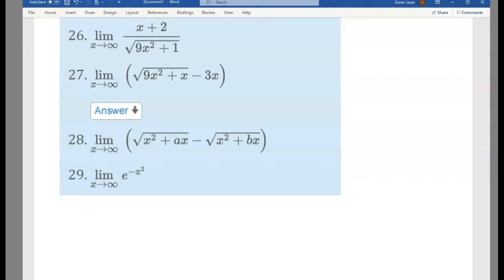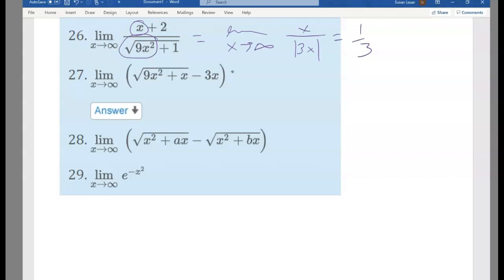So for number 26, we have the square root of 9x squared. I'm going to infinity, so I can use that same trick. Highest power in the numerator, highest power in the denominator, but it has a square root. So this is the limit as x goes to infinity of x over the square root of 9x squared, which would actually be the absolute value of 3x. Because the square root's always going to be positive, I need to put in an absolute value there. So as x goes to infinity, I have a positive over positive, which is going to give me 1/3.